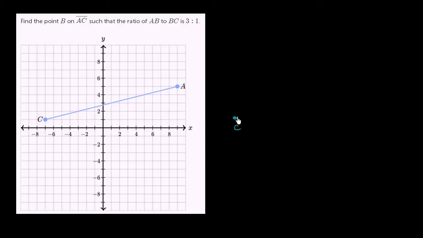So if that's point C, I'm just going to redraw this line segment just to conceptualize what they're asking for. And that's point A. They're asking us to find some point B, such that the distance between C and B, so that's this distance right over here, if this distance is x, then the distance between B and A is going to be 3 times that. So this will be 3x, so that the ratio of AB to BC is 3 to 1.